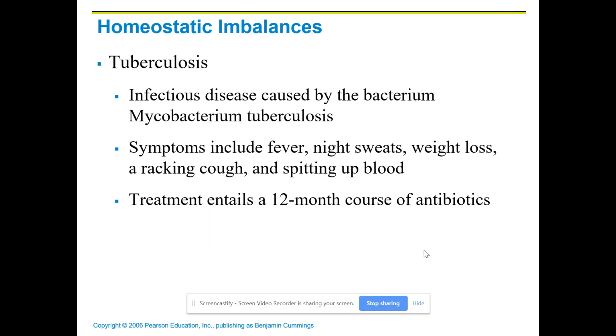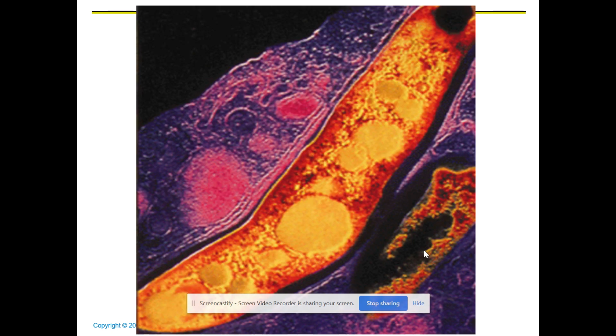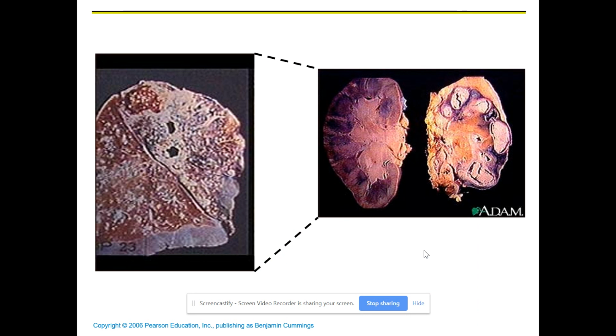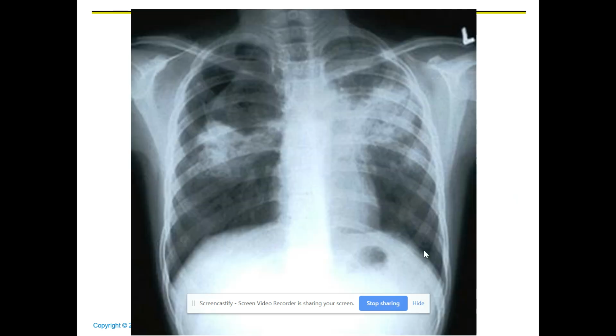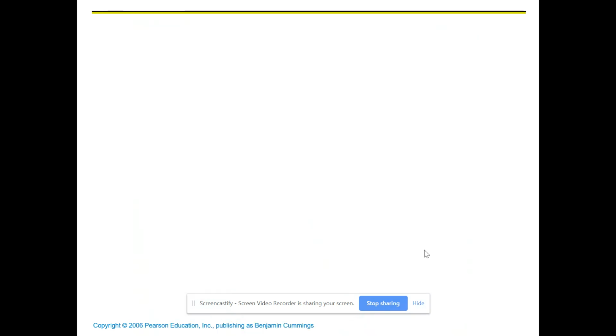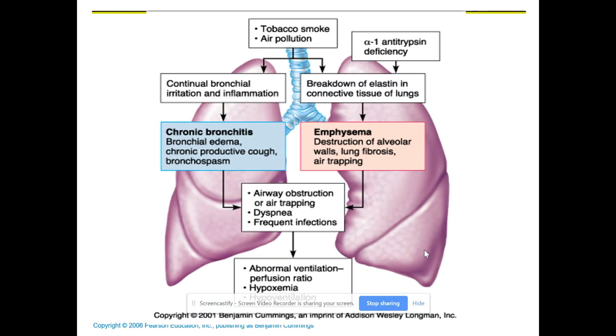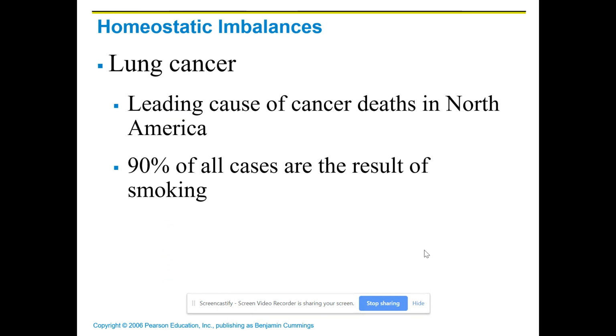Another thing is tuberculosis. That's a disease caused by a mycobacterium. Here's the mycobacterium, and it creates cysts or scars in the lungs. Sometimes these rupture and bleeding occurs. These are easy to visualize on an x-ray. Other things are things like bronchitis, emphysema. All of these things can affect respiration.